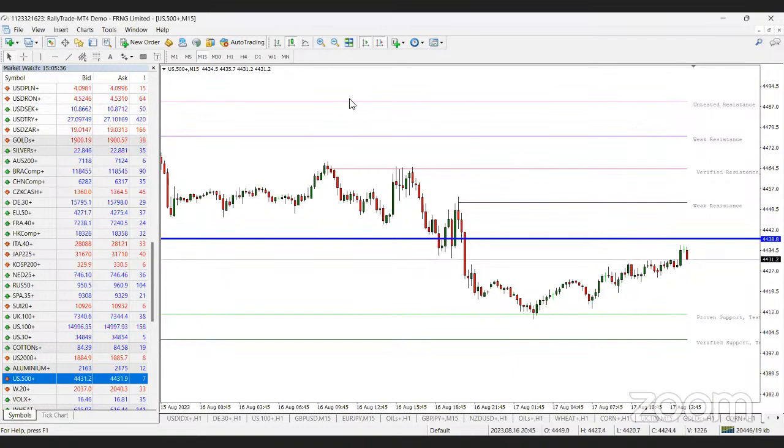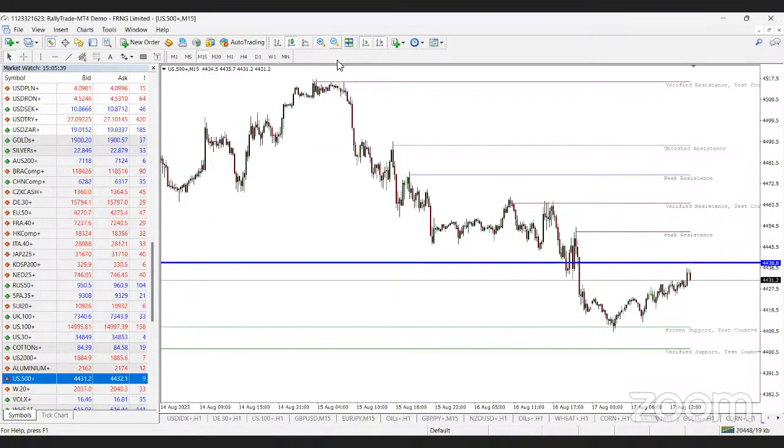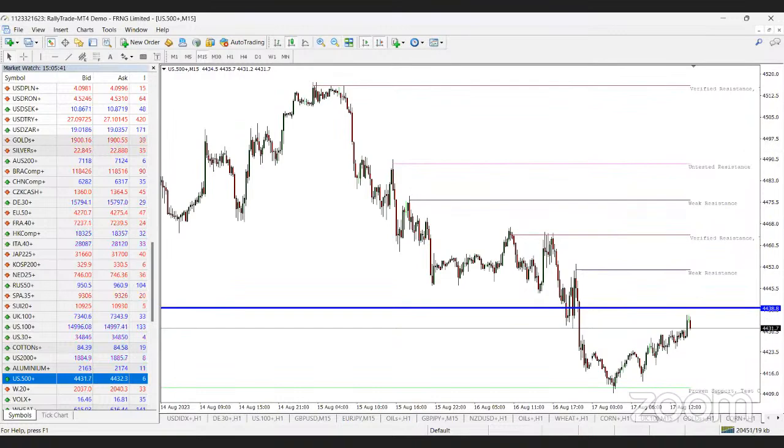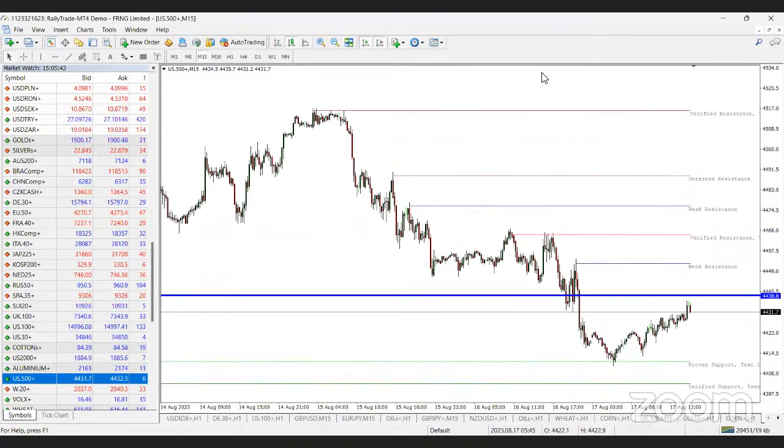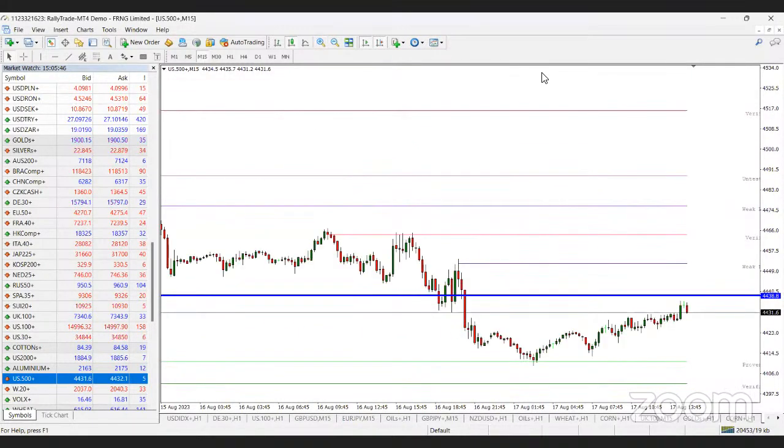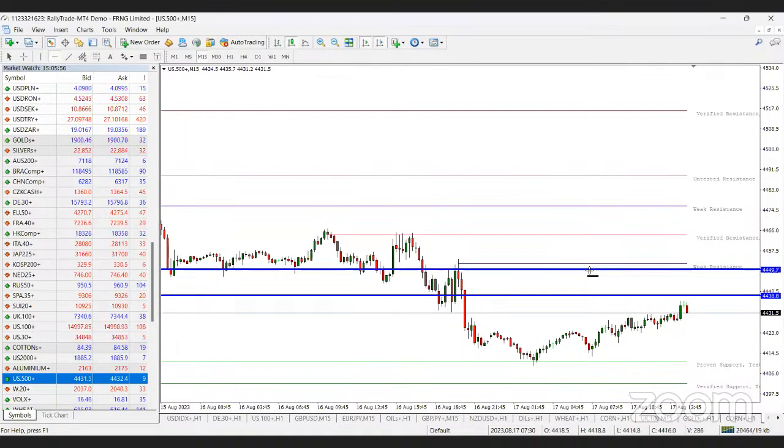Okay, good. So this is what my position is going to be like on US 500. I expect that if US 500 trades above 4438, then I will buy to this weak resistance here. I'll scalp a buy to this weak resistance at 4449. That's what I will do.